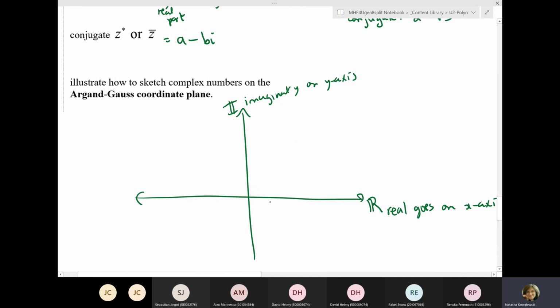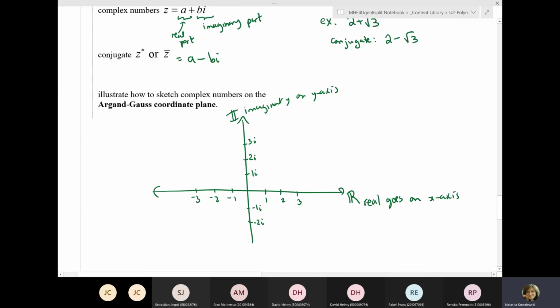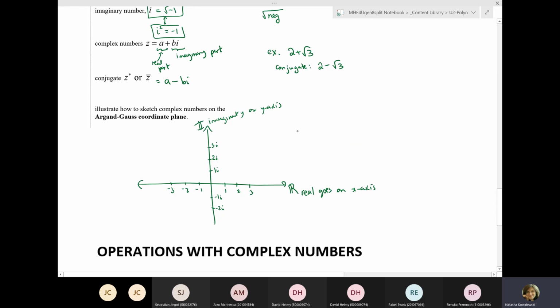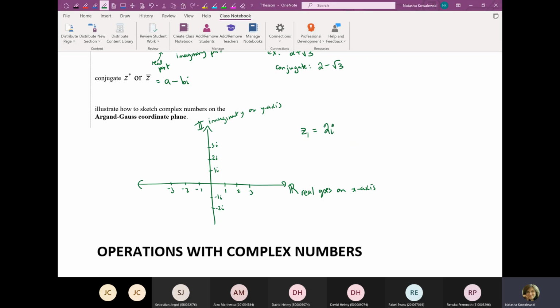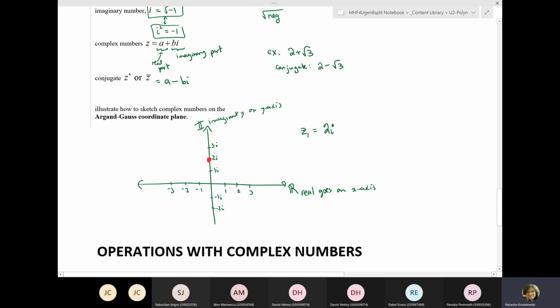So here's what it's going to look like. We'll have 1, 2, 3 like usual, -1, -2, -3. But on the top here, you'll have 1i or just i, then 2i, then 3i. On the bottom, -1i, -2i, and so on. So when you're trying to sketch a particular complex number, let's call the imaginary number z1, if I had just 2i, that's going to be plotted just over here by itself.